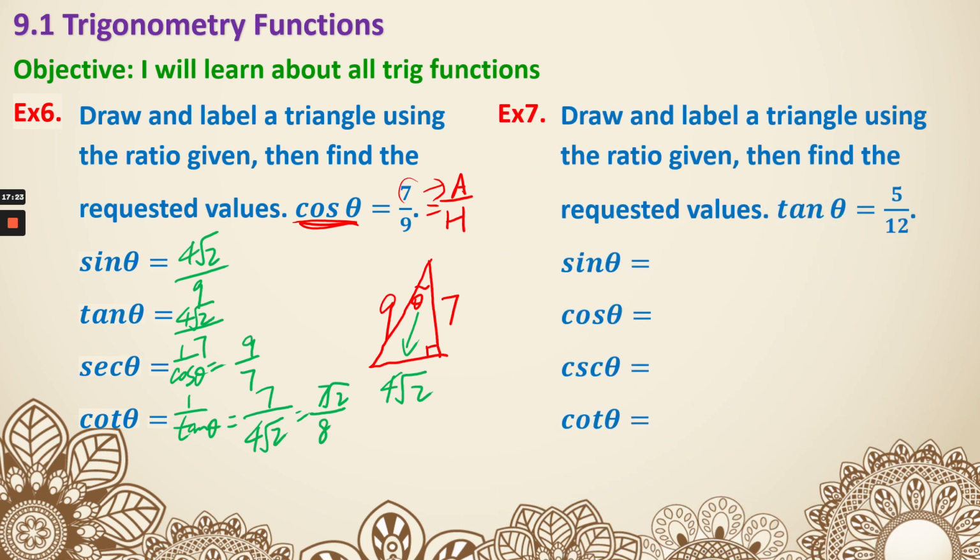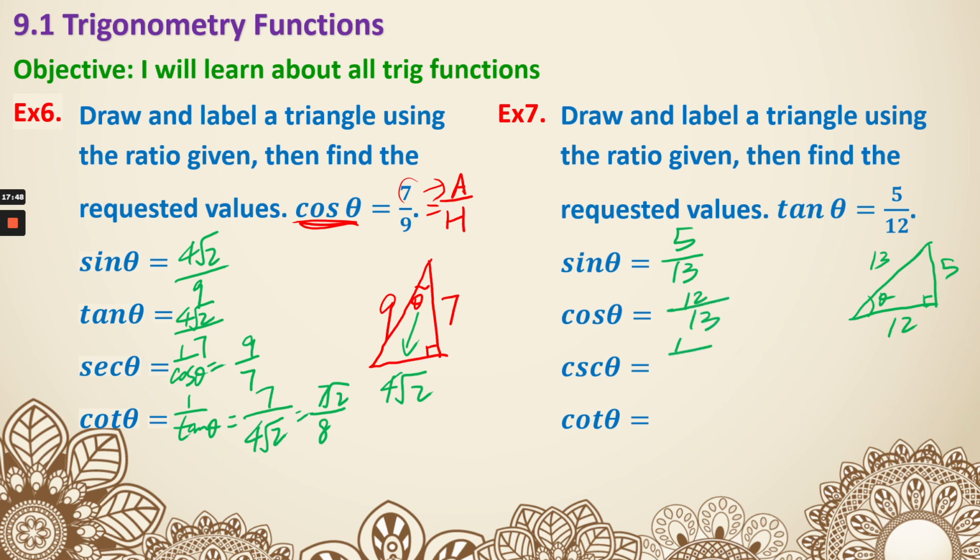We're still going to need to draw a triangle. So let's say this is my angle theta this time. And it's tangent, so we have 5 over 12. After solving, we can find the third side using the Pythagorean theorem, which is 13. Sine is opposite over hypotenuse, 5 over 13. Cosine is adjacent over hypotenuse, 12 over 13.